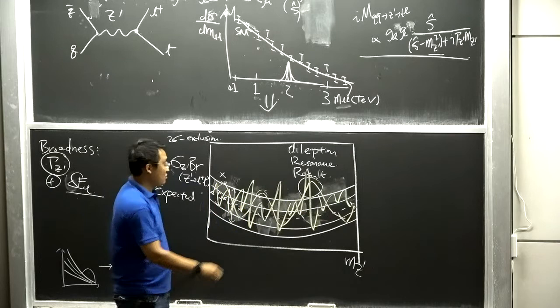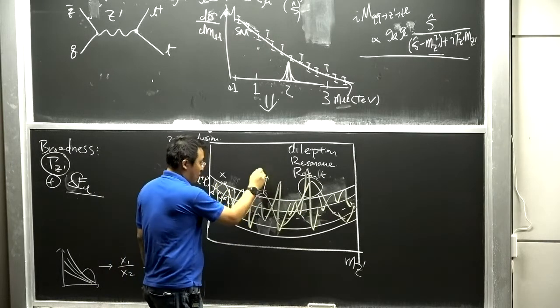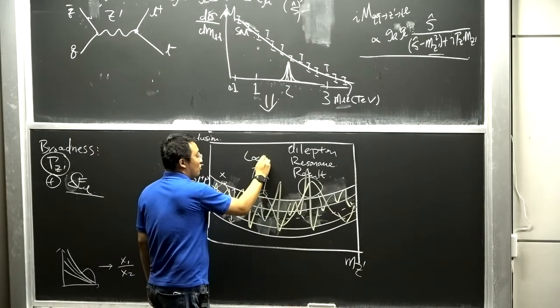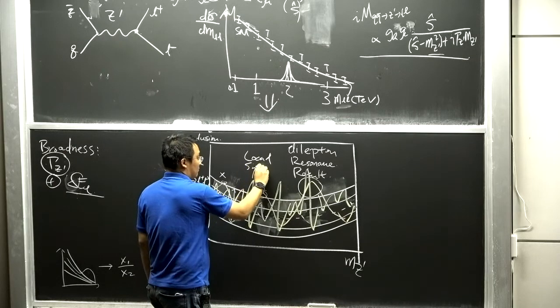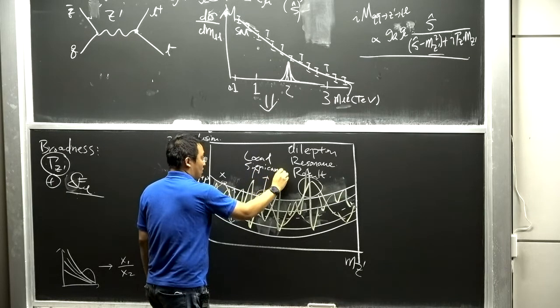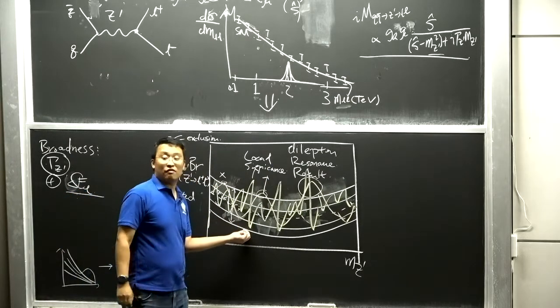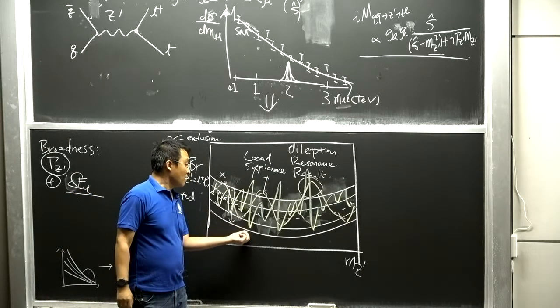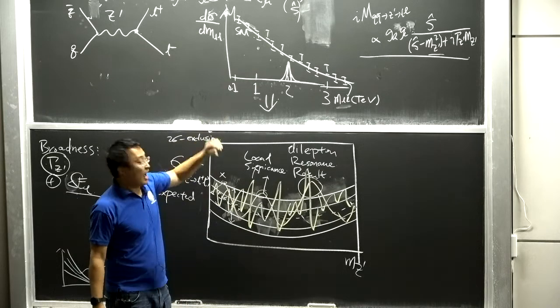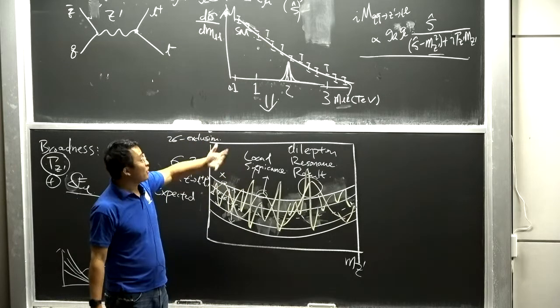Okay, so the excesses that we see here are all called the local significance. This means if I specifically look for this location of the invariant mass of the system, given this data set, I find such an excess compared to my expectation.